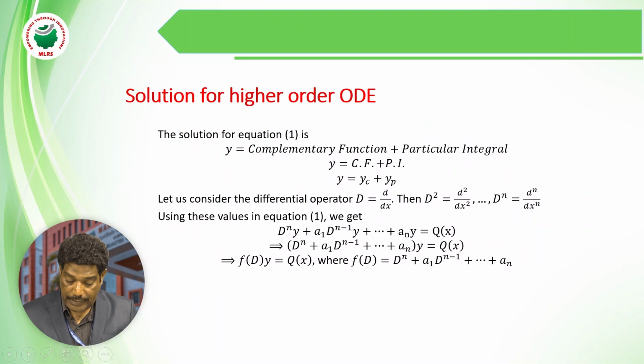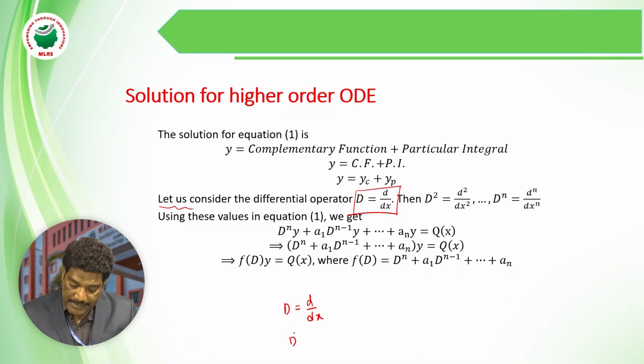The solution for the higher order linear differential equation will be y equals complementary function plus particular integral. That you can write as y equals CF plus PI, and also as y equals yc plus yp in symbolic notation. So how do we start and find the complementary function? First of all, let us consider the differential operator. Let capital D mean d by dx. That will be the differential operator.